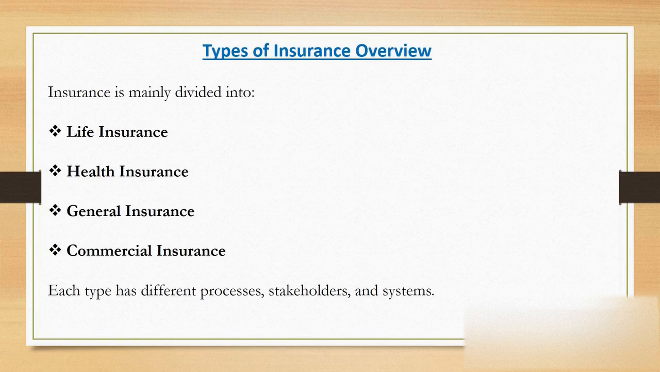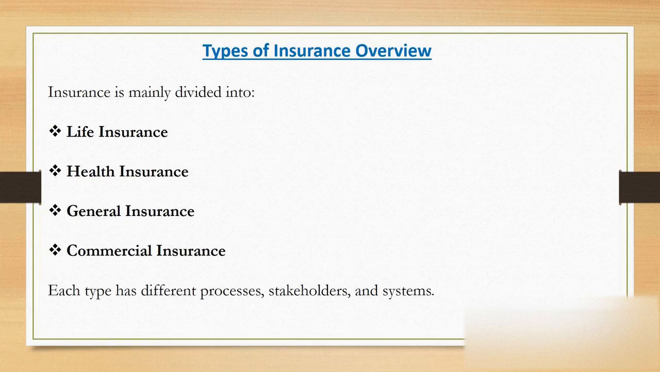From a business analyst perspective, general insurance involves high transaction volumes and shorter policy durations. Claims processing is frequent and requires efficient validation mechanisms. Key processes include policy issuance, premium calculation, and claim settlement. These processes must be clearly defined in system requirements.